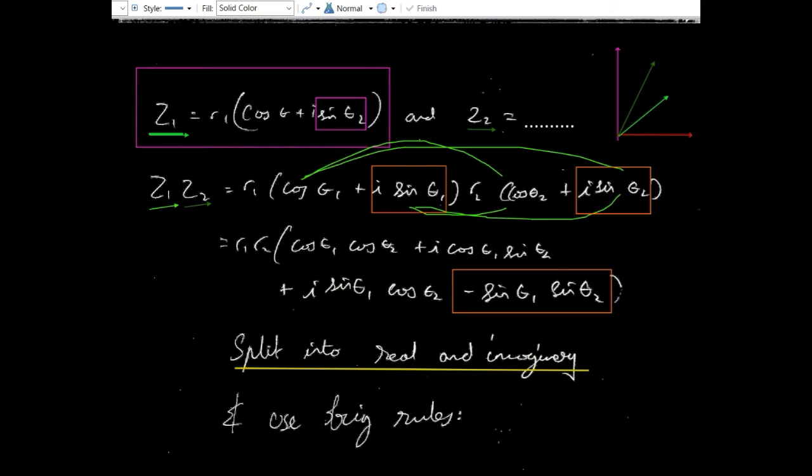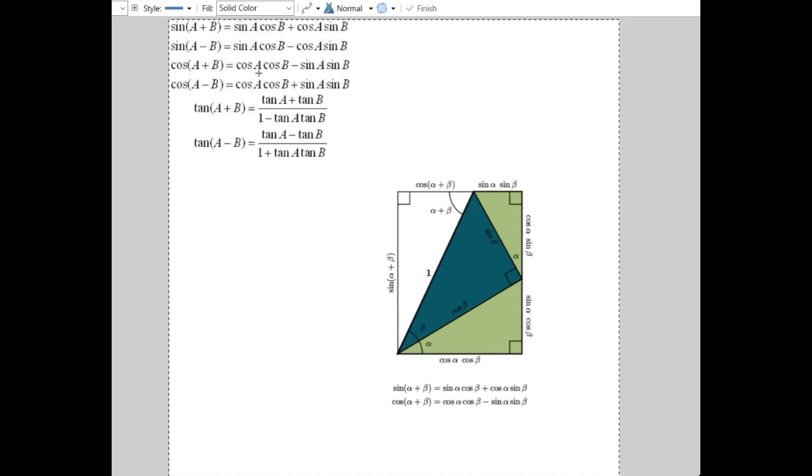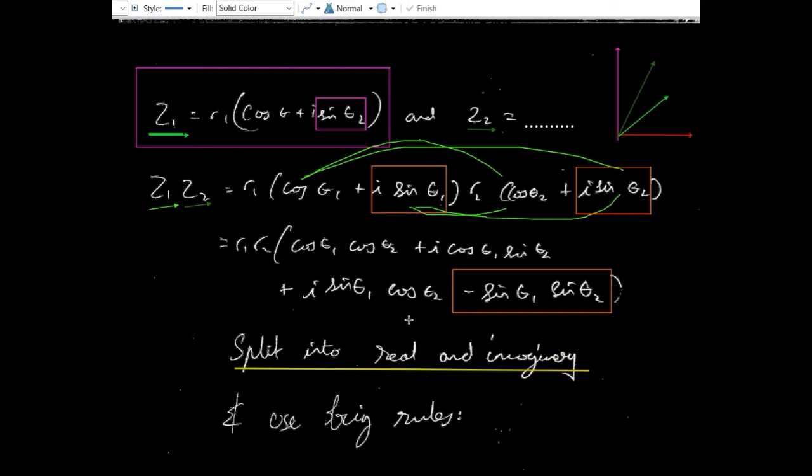If you go backwards here, you can see a multiple of cosines, a multiple of sines, and so we can simplify this. To do that, though, and this is something that's universally important, especially in exams involving complex numbers, we're going to split into real and imaginary. That's what we're looking to do. And then we're going to use those trig rules.